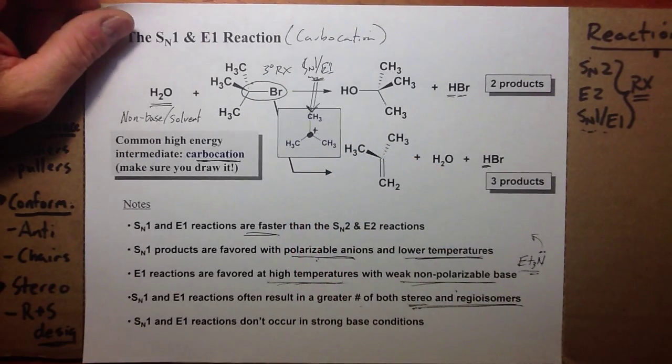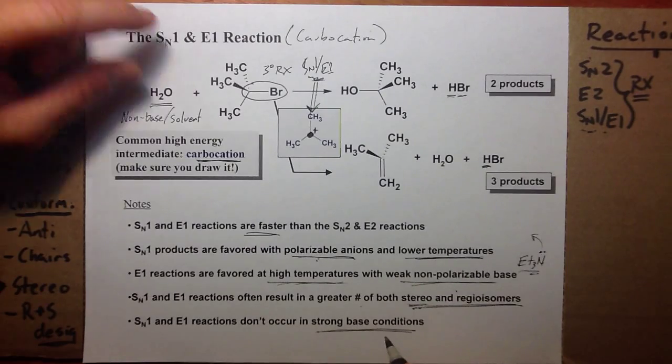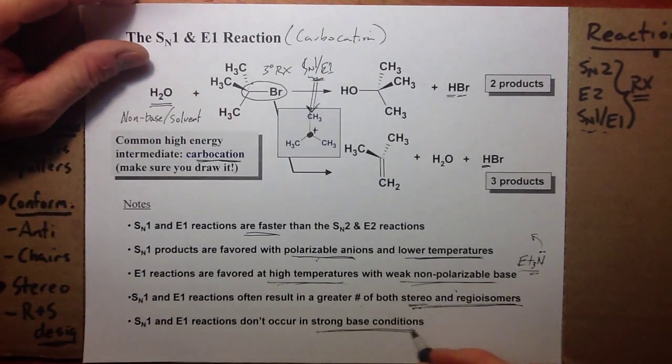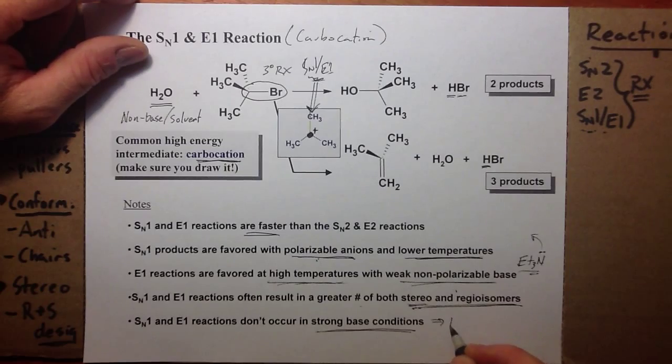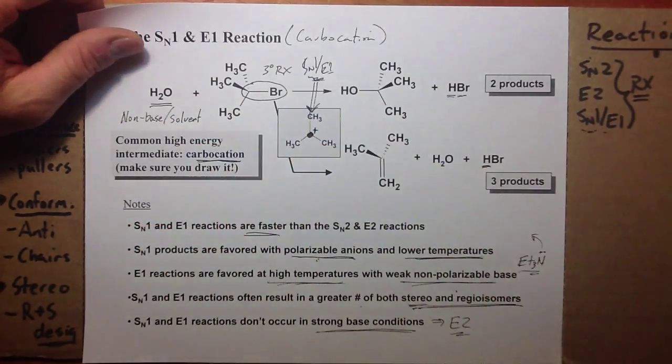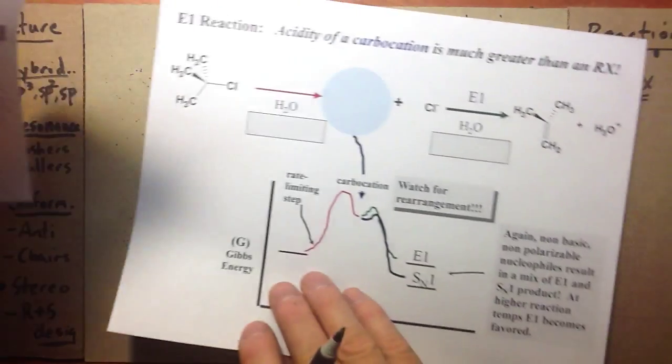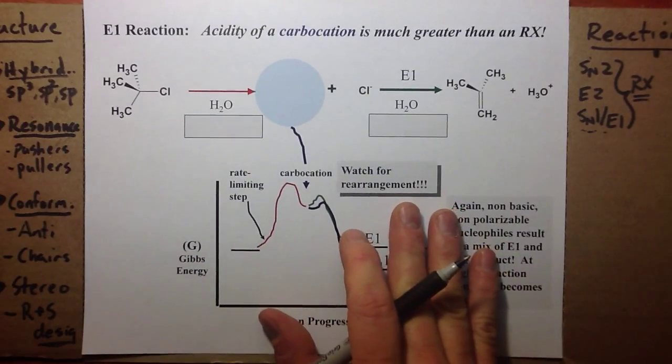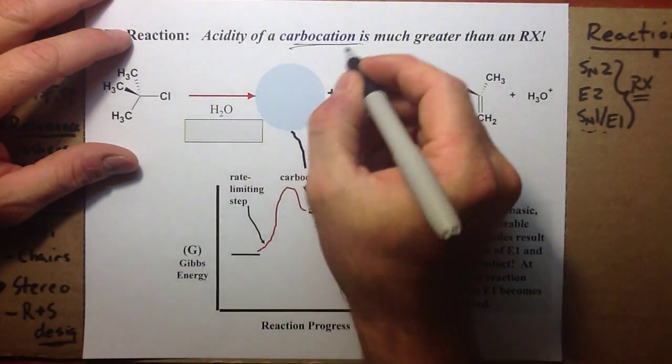So SN1 E1 reactions don't occur in strong base conditions. What would we have if we had tertiary RX in strong base conditions? I hope you're saying E2. Strong base conditions, and these tertiary alkyl halides would give us E2 conditions. Now, from here on out, we're just going to start talking about the carbocation, because this is the key.